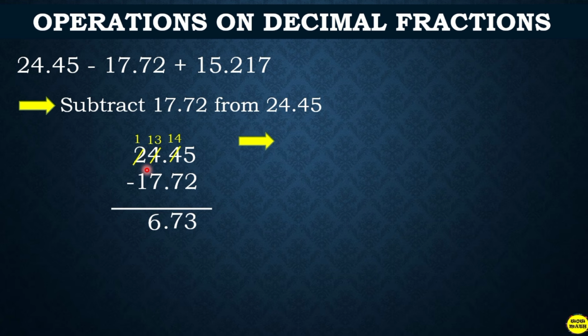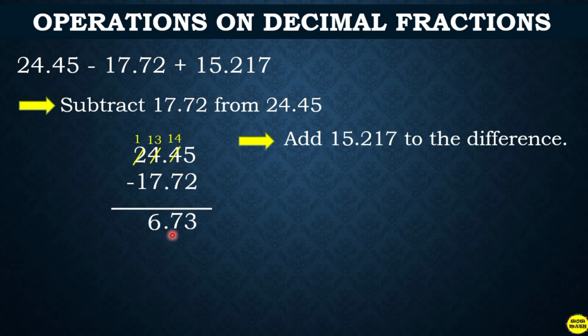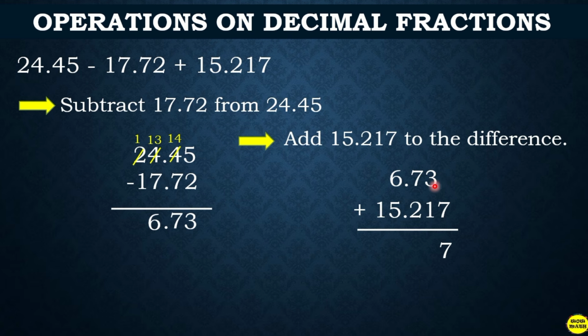Okay, so next, anong gagawin natin? After getting the difference, so we will add 15.217 to the difference. Okay, paano natin gagawin? We will just add. So, yung nakuha nating difference, i-add natin sa 15.217. Thousandths. Okay, so ones, tens, hundreds, thousandths. Okay, so anong gagawin natin? I-add. Okay, so this is 7. 3 plus 1 is 4. 7 plus 2 is 9. Do not forget your decimal point.